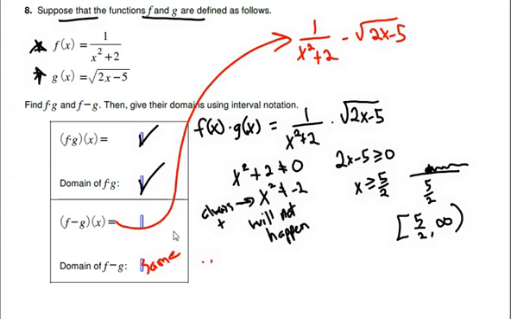And we're feeling pretty good. We've combined functions through addition, subtraction, multiplication, division, and we have found the limitations on the domain and even written the domain using interval notation.